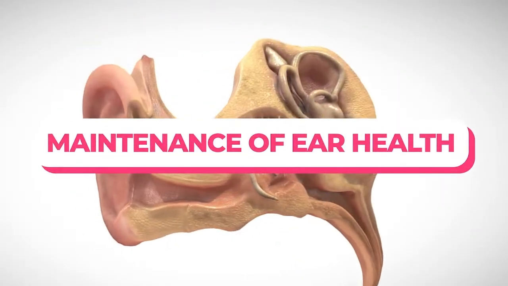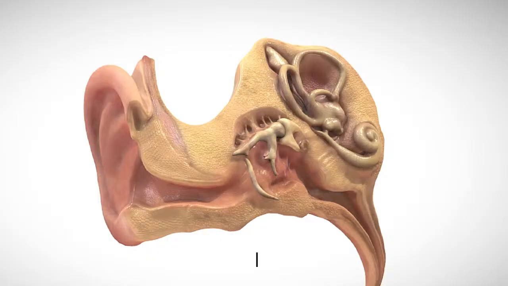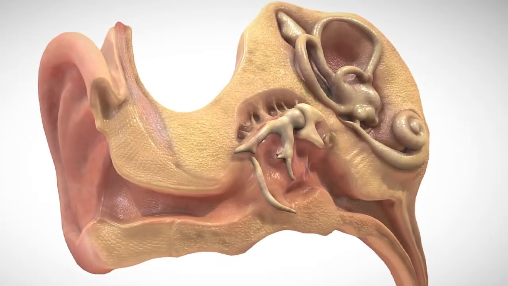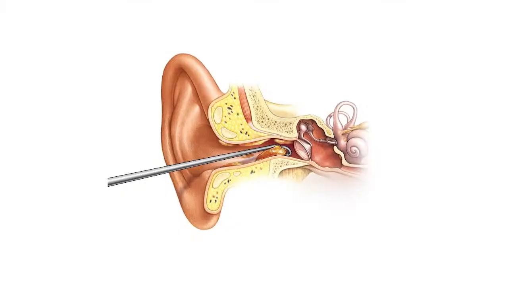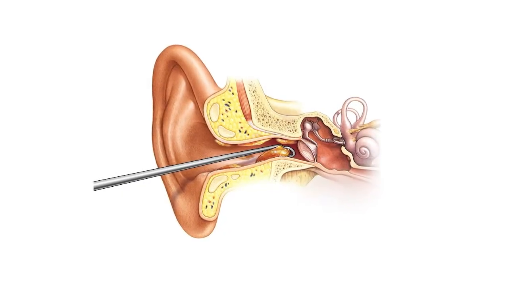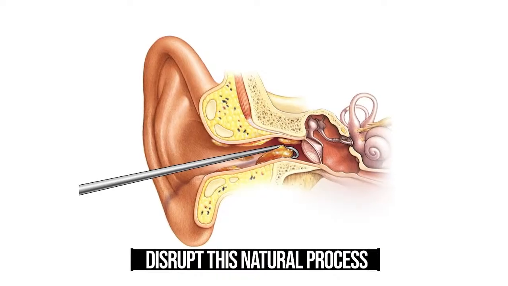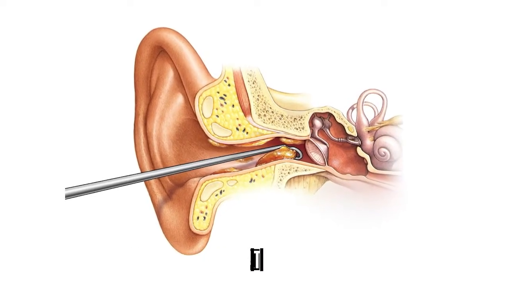Maintenance of ear health. Normally, the ear canal is self-cleaning. Earwax and debris gradually move out of the canal due to the movement of the jaw, like when chewing, eventually drying up and falling out of the ear. Overcleaning or using inappropriate objects to clean the ear can disrupt this natural process and lead to problems like impaction, irritation, or infection.